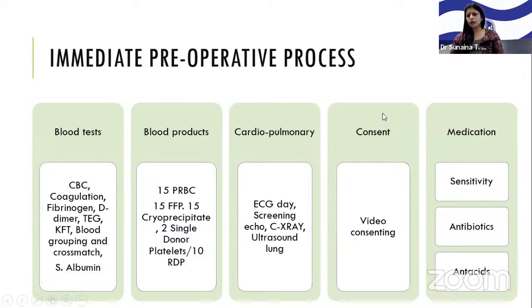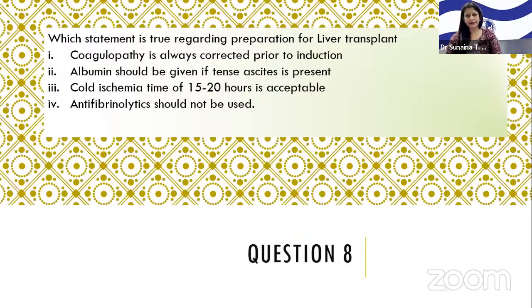Okay. Now move on. Next slide, please. So which statement is true regarding preparation for liver transplant? Coagulopathy is always corrected prior to induction. Albumin should be given if ascites is present. Cold ischemia time of 15 to 20 hours is acceptable. Antifibrinolytics should not be used. Which is the correct statement? Please choose, audience.